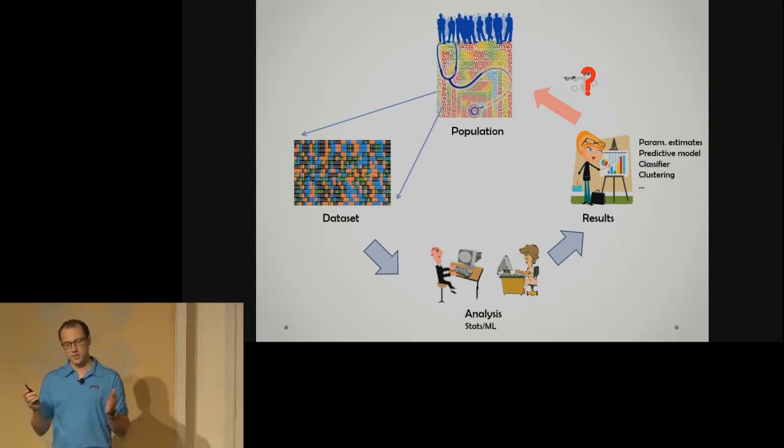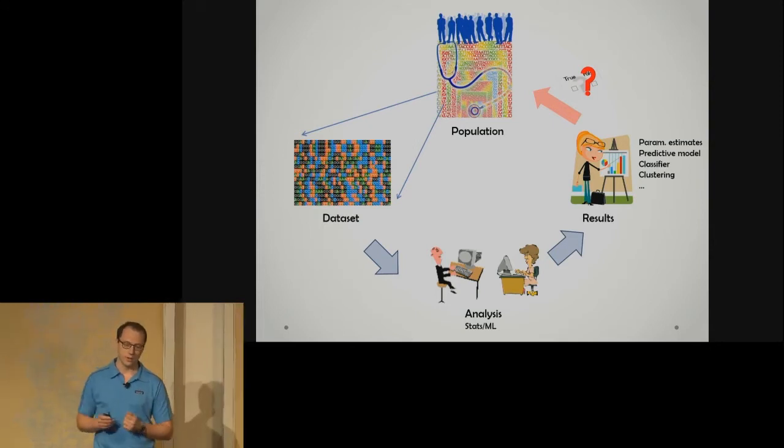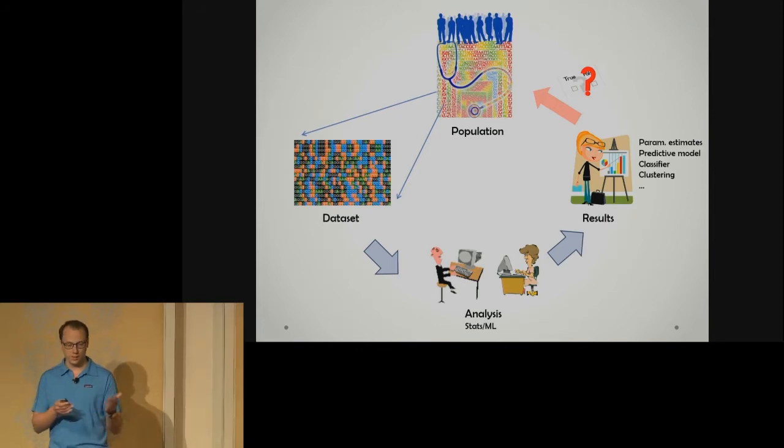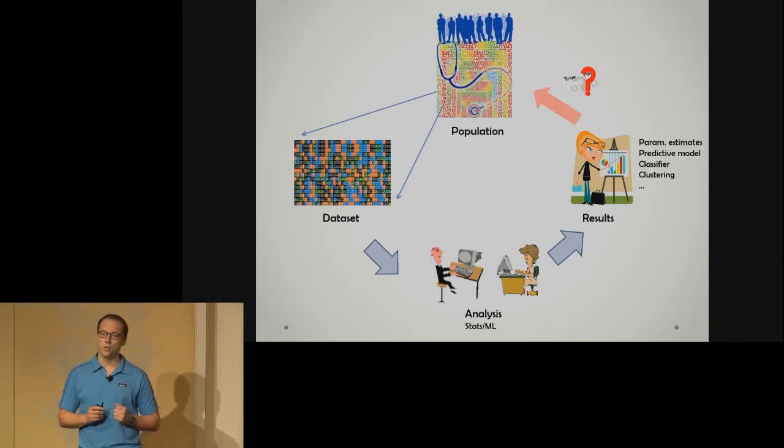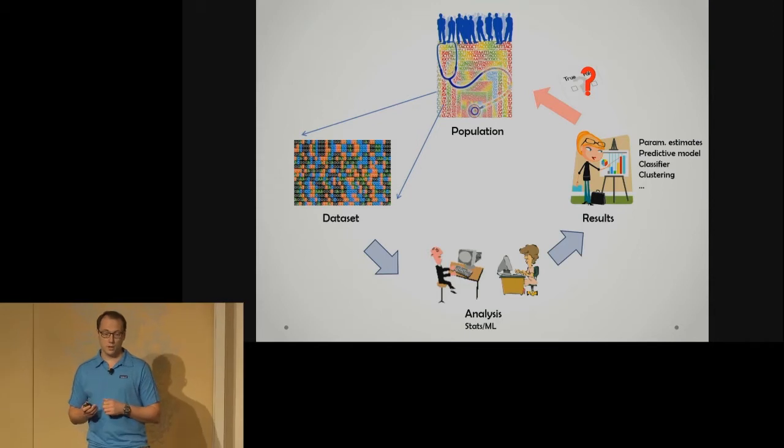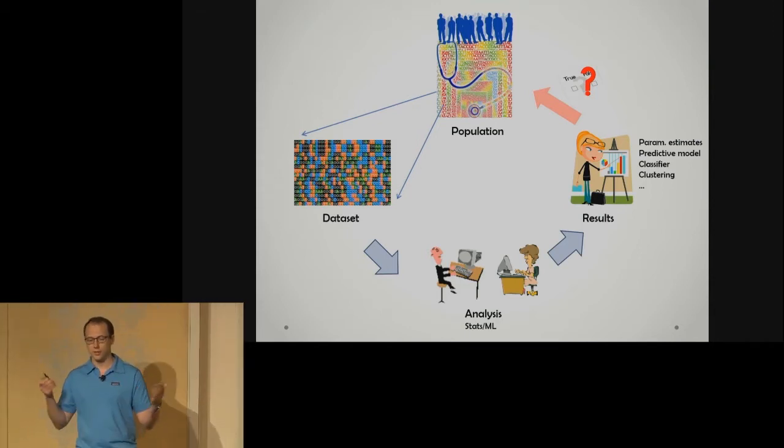So this is exactly the generalization error you've heard about earlier in the case of machine learning. But in general, we want to know whether the conclusions still hold on the population. So how do we get those generalization guarantees?